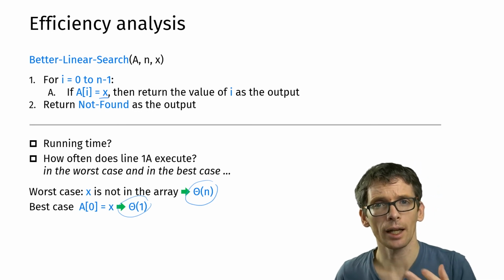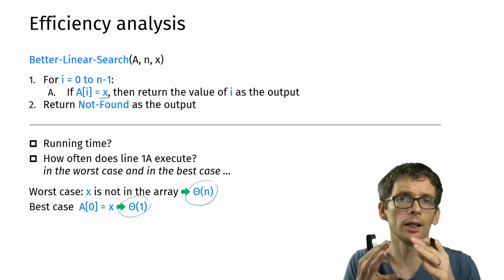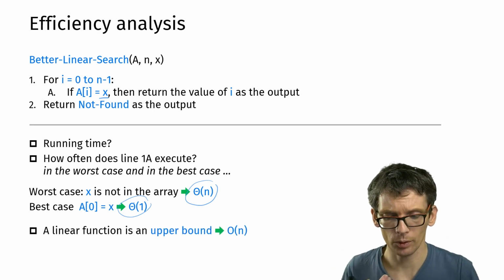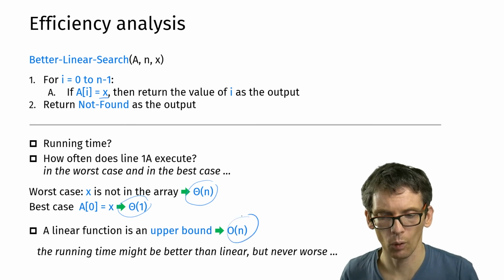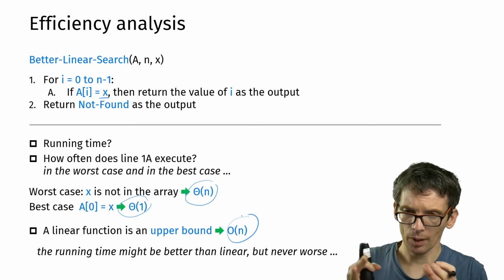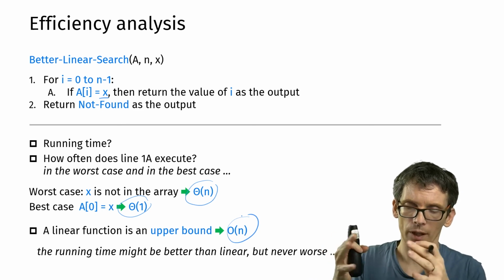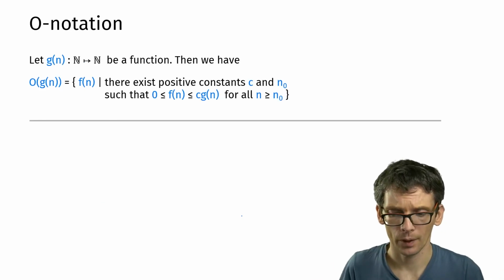So what we can say overall about the running time is that linear is an upper bound, and upper bounds we're going to express by this notation of O of n. Whatever I'm comparing to O of n, so T of n, let's say I'm saying T of n is an O of n, then I'm saying the running time is at most linear.